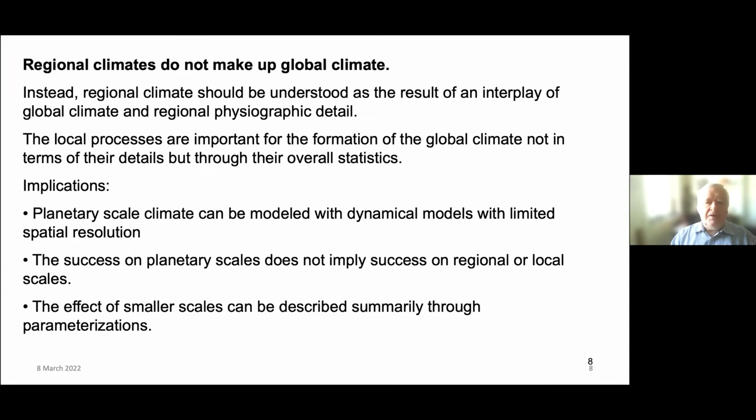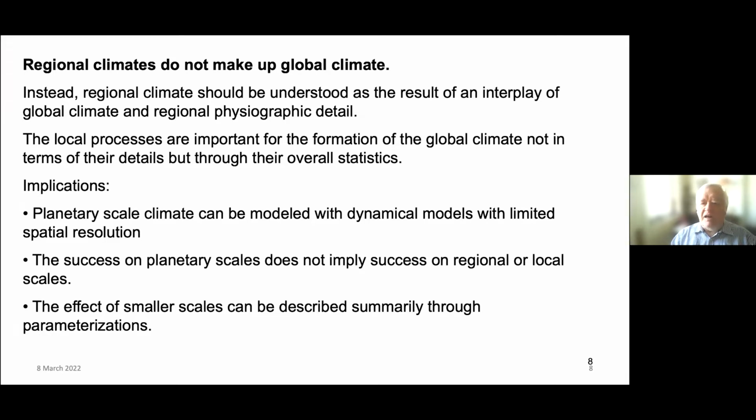And so the main statement here is that regional climates do not make up global climate. That is very different from what geographers and climatologists in the 19th century thought. In those days, people went out into the world to map the climate in all parts of the world, and in the end, they came up with global maps of climate, and they were made up of the sum of the regional maps. But instead here, regional climate should be understood as a result of an interplay of global climate and regional physiographic detail.